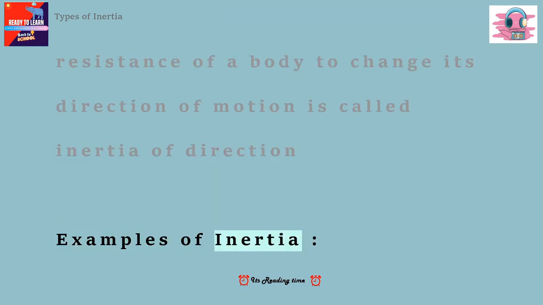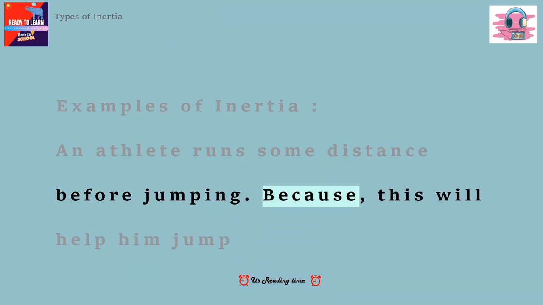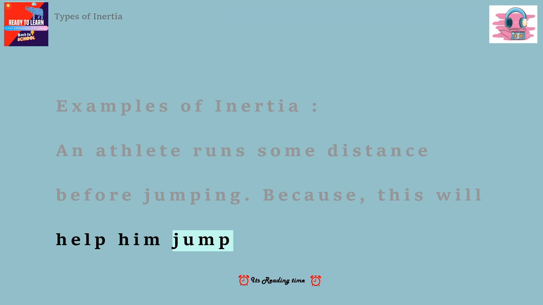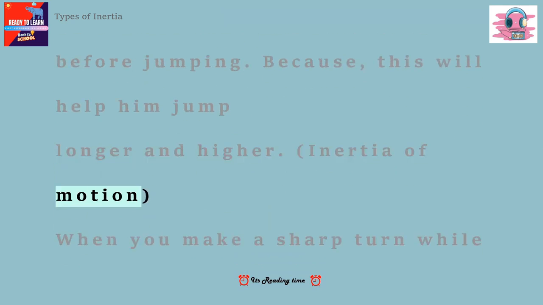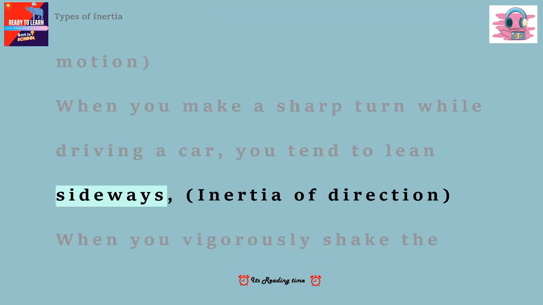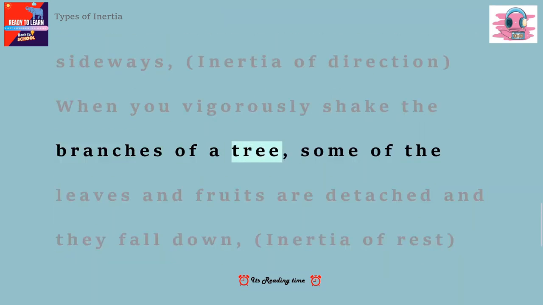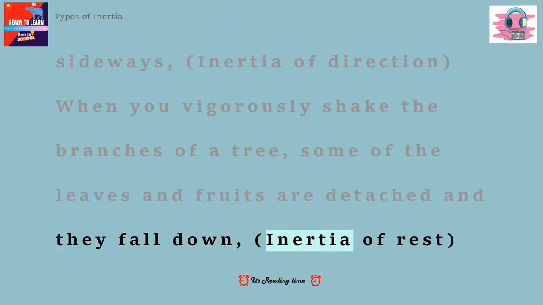Examples of inertia. An athlete runs some distance before jumping, because this will help him jump longer and higher. Inertia of motion. When you make a sharp turn while driving a car, you tend to lean sideways. Inertia of direction. When you vigorously shake the branches of a tree, some of the leaves and fruits are detached, and they fall down. Inertia of rest.